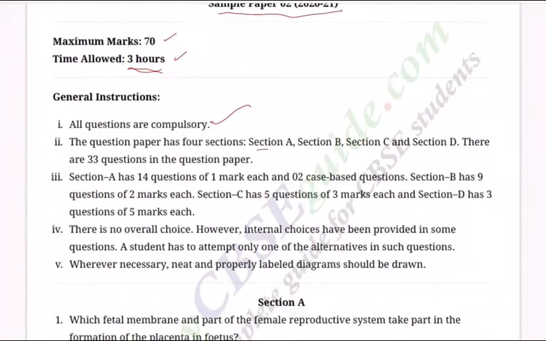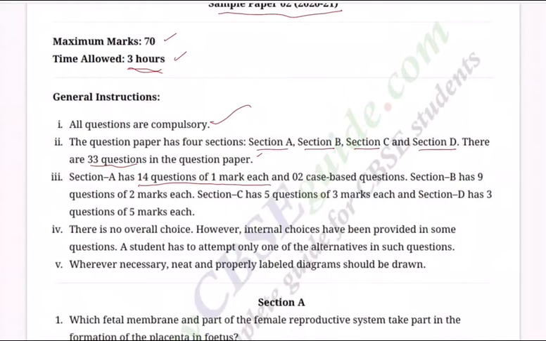Internal choices are there. The question paper has 4 sections. Section A, Section B, Section C. Section A, of course, 1 mark. Section B, 2 marks. Section C, 3 marks. And Section D, 5 marks. As I said, there are 33 questions in the question paper. So first check. The moment invigilator gives you the question paper, your duty is to check whether all 33 questions are there in the paper that you got or not. If it is not there, please exchange then and there. Don't wait until last minute.